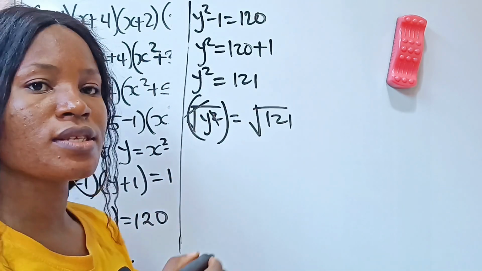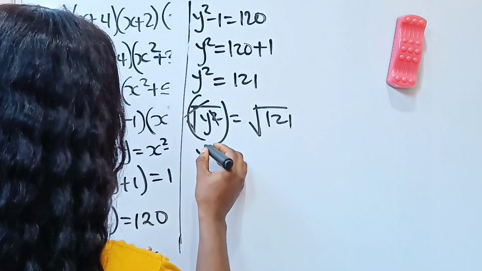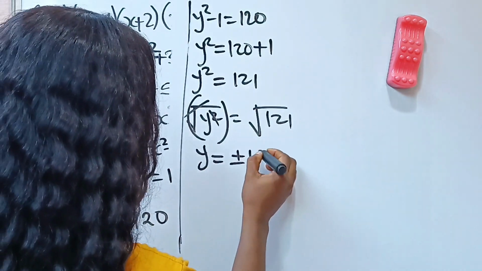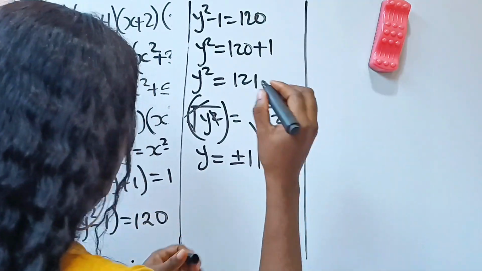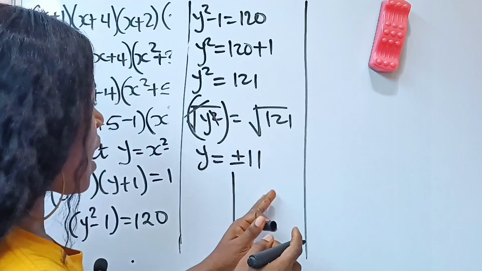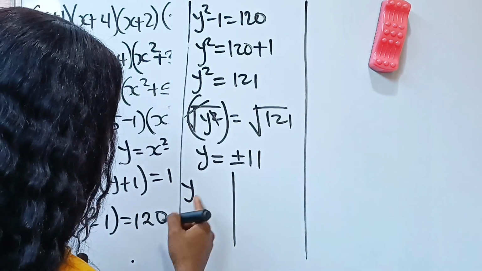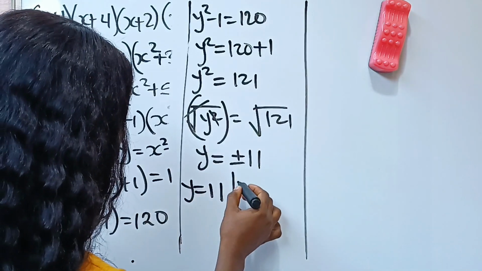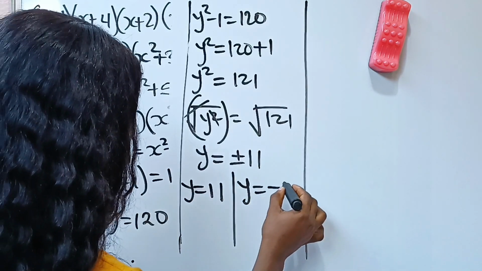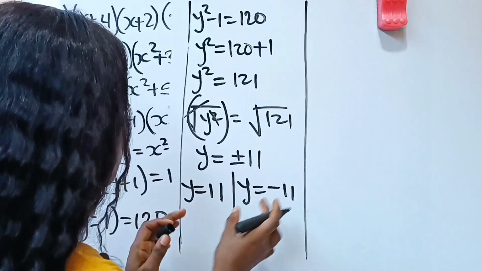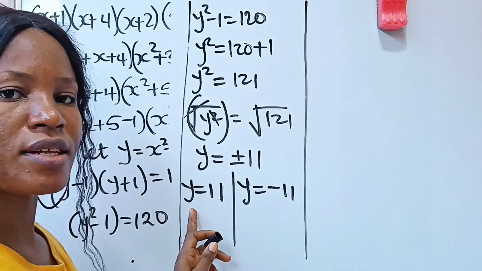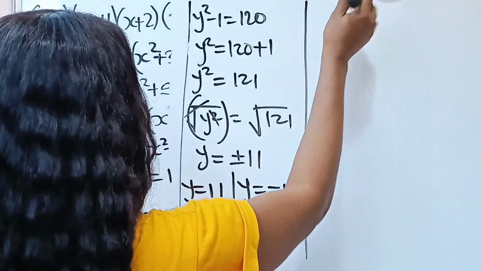Now your square is going to cancel your square root, and you have that y is equal to plus or minus 11. Perfect. So that means that there are two values of y here, right? The first value is that y is equal to 11, and the second value is that y is equal to minus 11.